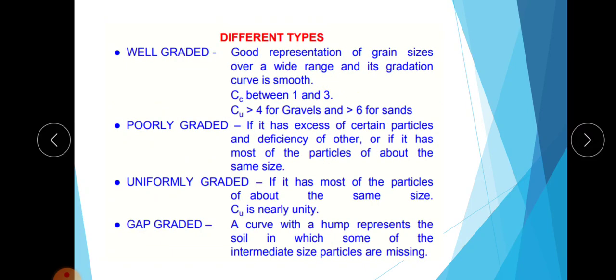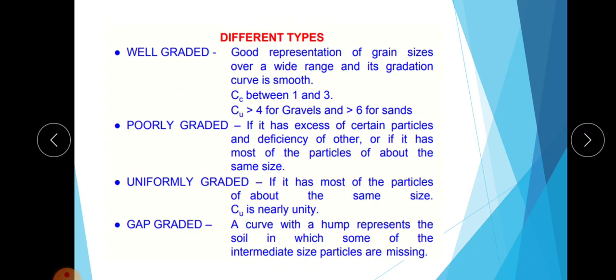And based on this grain size distribution, we are categorizing the soil as well graded, poorly graded, uniformly graded and gap graded. Well graded means it is a good representation of grain size over a wide range, and its gradation curve is smooth. That is, in well graded there will be equal size of particle for equal weight.